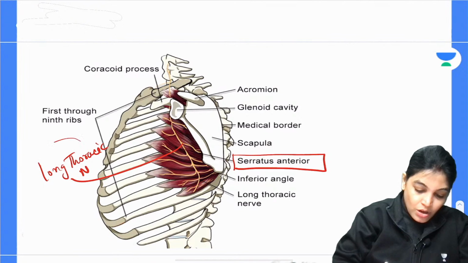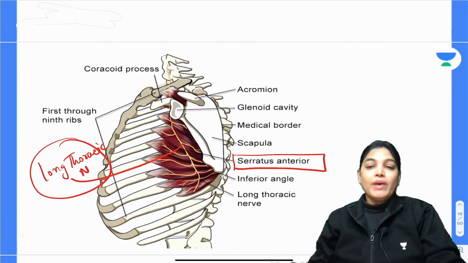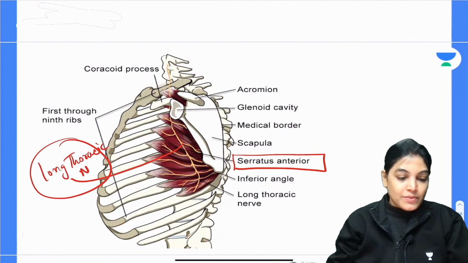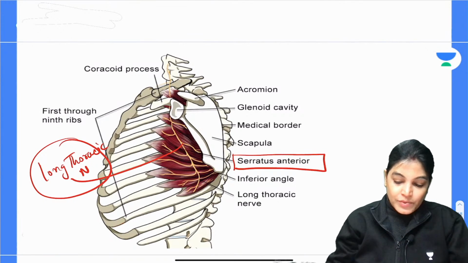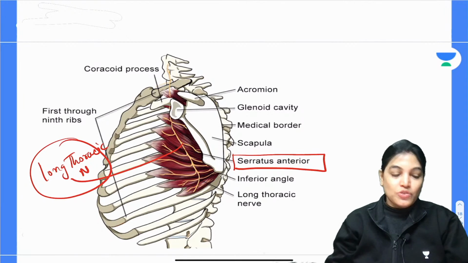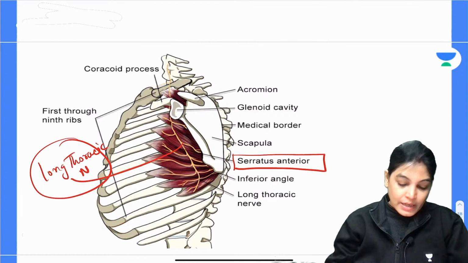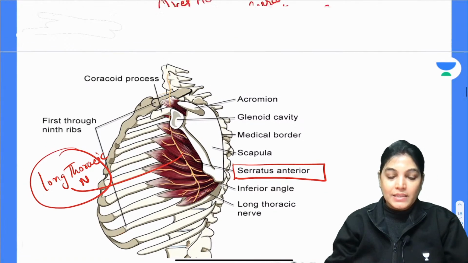So the reason is long thoracic nerve injury occurring when the procedure of radical mastectomy is done. There is an injury to the long thoracic nerve in this procedure, and this will lead to serratus anterior muscle injury. Yes, hello Tripti, hello Muzamil, everyone. So yes, we have got the correct answer here. The serratus anterior muscle is paralyzed.